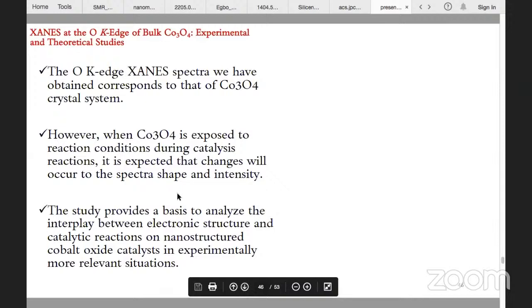So as I said, the whole idea is that when the cobalt oxide is exposed to real life reaction conditions, the oxygen spectra will change, and then we see what that says about the kind of reaction they are using the cobalt oxide to study.